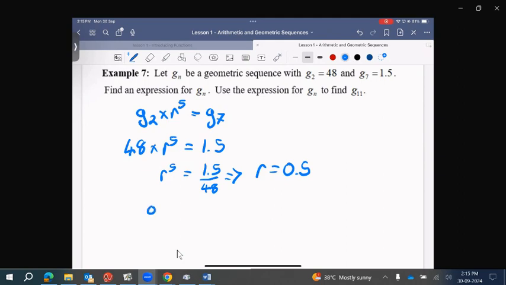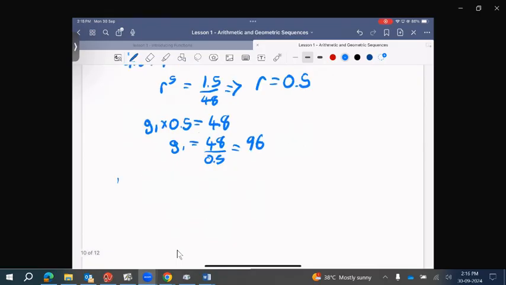So the first term in the sequence, G1 times 0.5 gives us the second term in the sequence, which is 48. So G1 is 48 divided by 0.5. So we just have to double 48. That gives us 96. So the nth term in the sequence, Gn, is equal to 96 times 0.5 to the n minus 1.